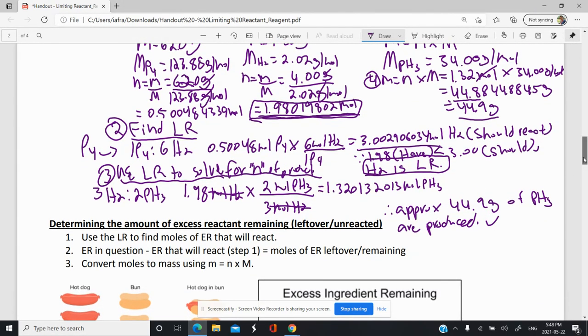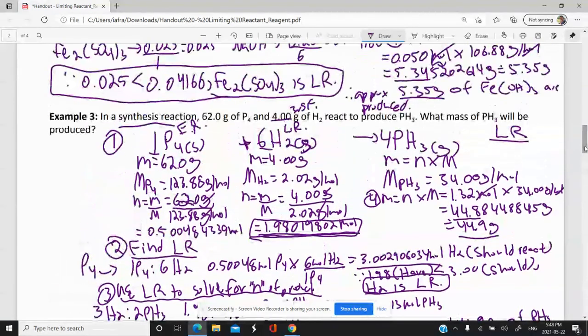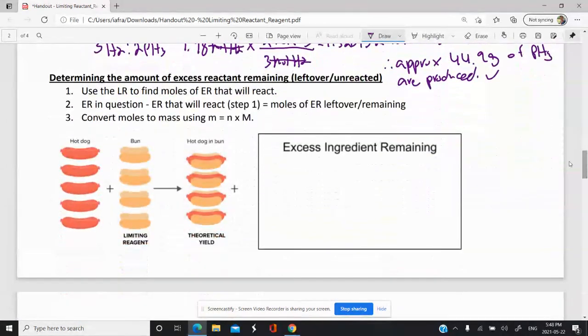In the next video, we're going to do our last type of problem, which is determining the amount of excess reactant that's left over. Because remember, when we do limiting reactants, the LR will be used up completely. So this is used up completely. There's no more after the reaction is done. But there will be some leftover excess reactant, because this runs out and stops your reaction from happening before the excess does. And so you have to take a look at how many moles of the excess are left over. And then you can calculate how many grams of the excess are left over. So we'll take a look at that in the next video.